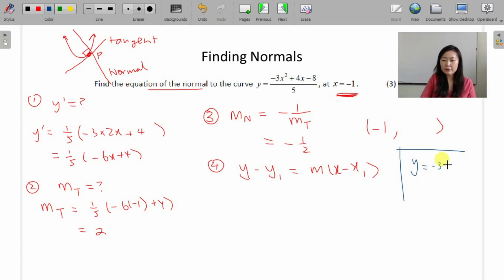So -3 times -1 squared, -1, -8. To be honest, just use your calculator. You don't have to do this manually like me. All right, so you should get, make sure I got that right. Yes. -3.